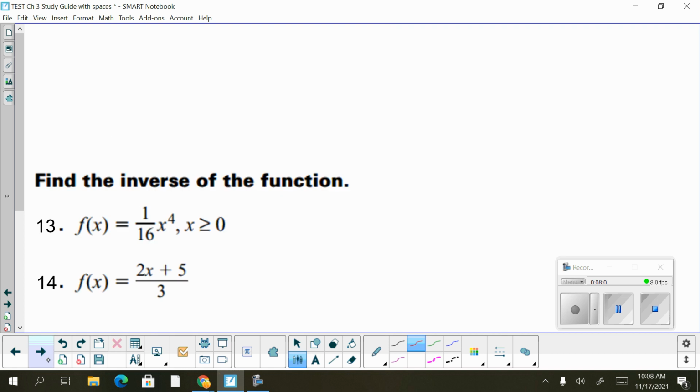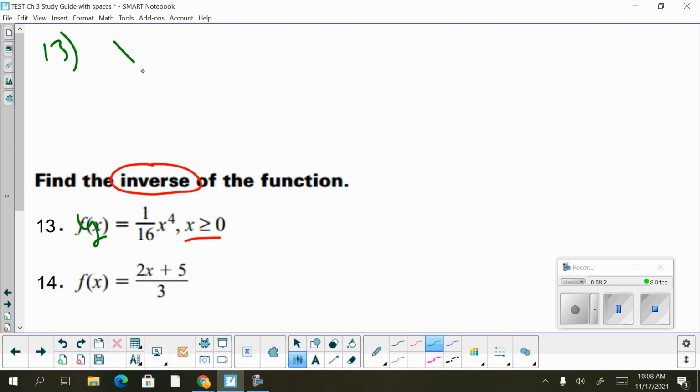13 is my favorite. I have a song for inverses. Switch the x and y, then resolve it. Now they do have a restriction on the domain. They're saying that so it remains a function. If x's were negative, it wouldn't be a function. The f of x basically acts as our y. I'll just do my work for 13 up here.